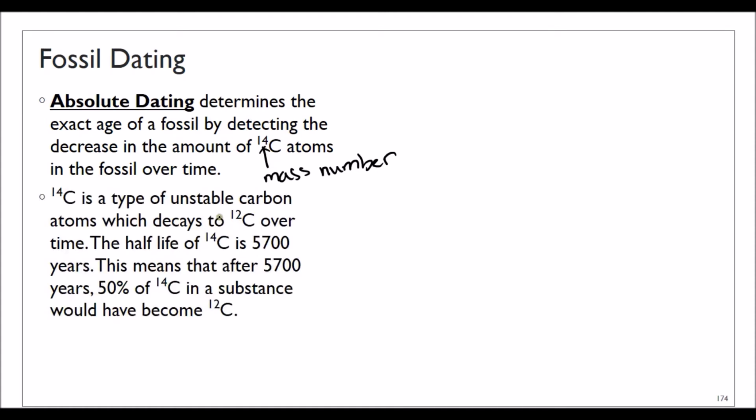And it is pretty unstable. We don't have to go into too much of the chemistry behind this, but basically carbon-14 would decay into carbon-12, which is the carbon that we commonly see over time. What we're going to use is the half-life of carbon-14, which is 5,700 years. So for every 5,700 years, 50% of carbon-14 is going to become carbon-12.